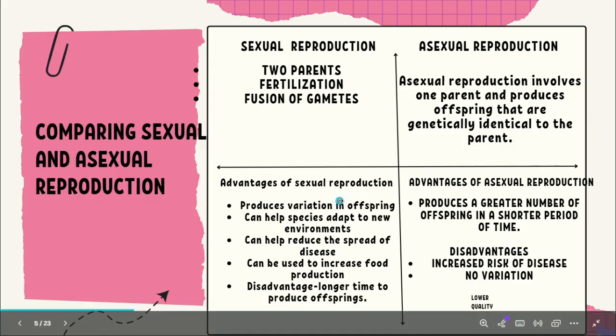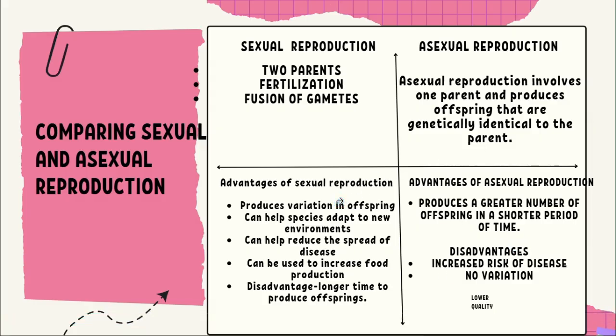But look at it like this. So if there is no variation in asexual reproduction, right? And let's just say that there's a disease, right? And this plant is not, what should I say?